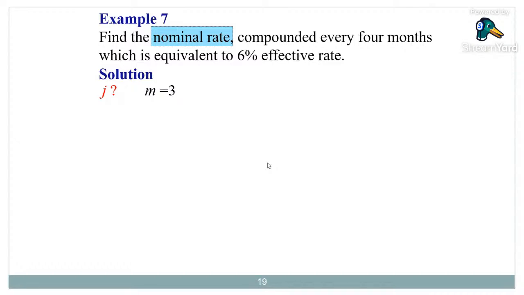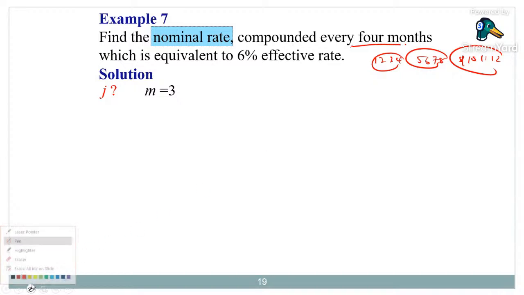Okay, so kat sini every 4 months is not the same as quarterly. Quarterly is 4 times a year. This is every 4 months, so kita ada 12 bulan. So setiap 4 bulan, so 1, 2, 3, 4, 5, 6, 7, 8, 9, 10, 11, 12. So berapa kali? 3 kali. Okay, jangan confuse kat sini ya. Okay. So every 4 months, so M equal to 3, and then which is equivalent to 6% effective rate, so RE equal to 0.06. So sekarang kita just masukkan dalam formula lah.